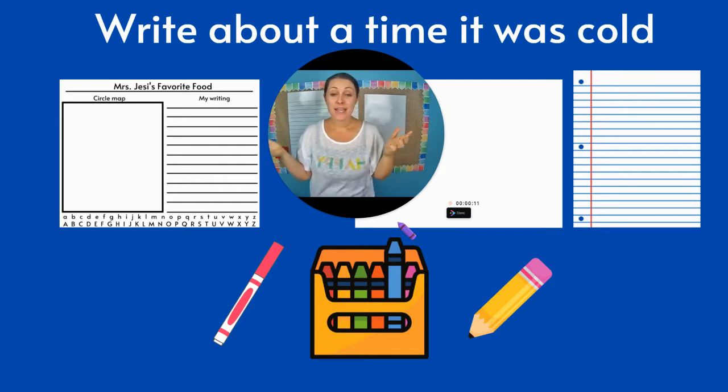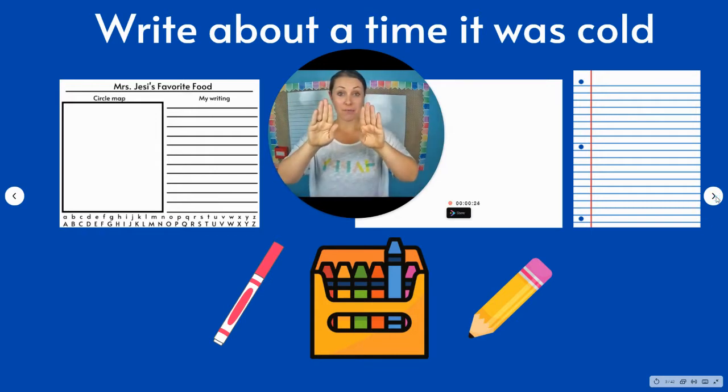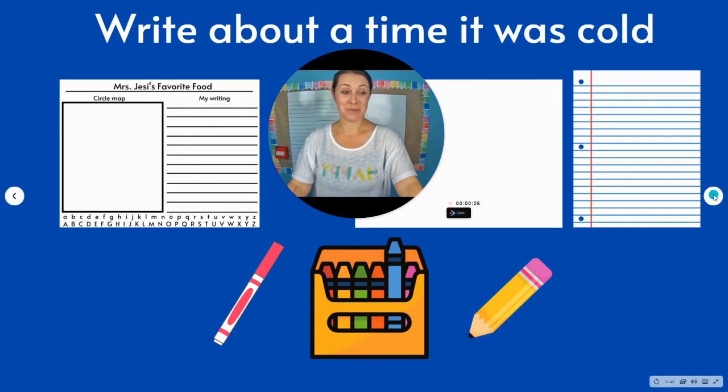Either way. Now, for today's class, what you're going to need is this paper from Miss Jessie or from your teacher, or you're going to need a piece of paper of your own from your own house, markers, crayons, and a pencil. So if you don't have those things, pause the video. If you do, give me a thumbs up and we're ready to go.